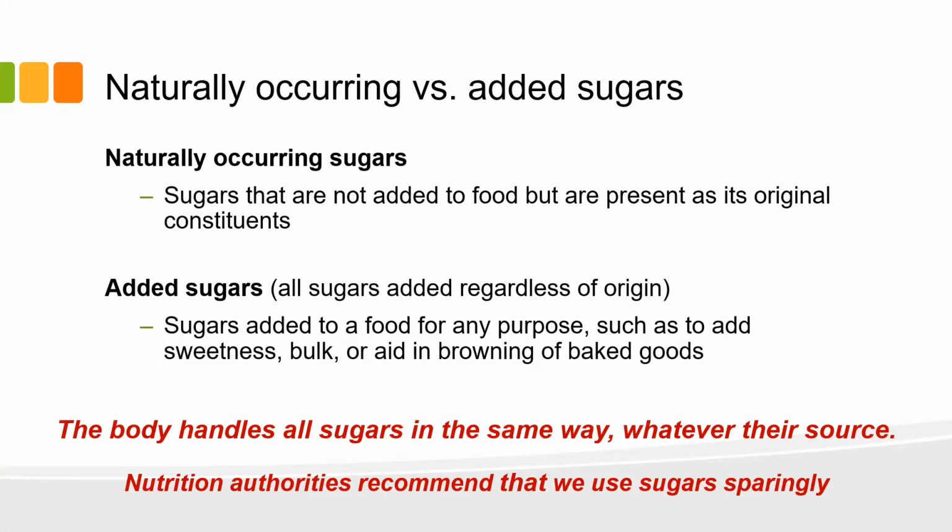And they're added for all sorts of things. They make things taste good. They can help brown baked goods and so on. And of course, when things taste good, we're more likely to eat a lot more of it. But sugar is sugar. It doesn't really matter where it comes from. Mostly these sugars are going to be glucose or fructose or sucrose.